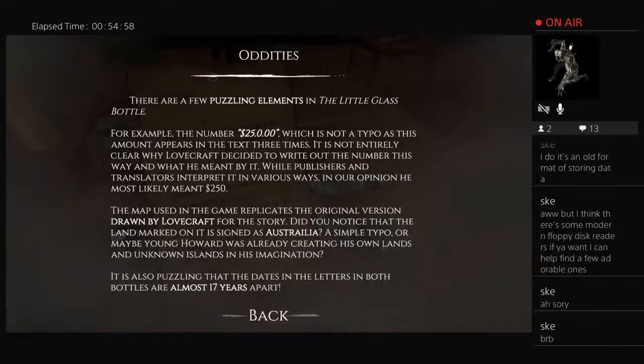There are a few puzzling elements in the little glass bottle. For example, the number, which is not a typo, as the amount appears in the text 3 times. It is not entirely clear why Lovecraft decided to write out the number this way. What he meant by it, in the translator's interpretive opinion, was most likely $250. The map used in the game's original version of landmarks has a simple typo.